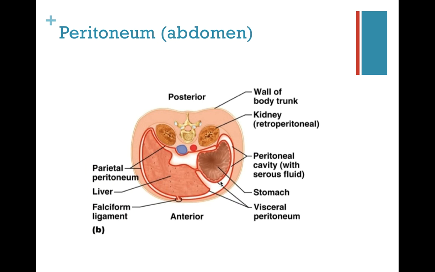Peritoneum, this can be any of those abdominal organs, not just one in particular. So here is a transverse cut or transverse plane of the abdominal region. So here's our liver, and here's our stomach. The visceral peritoneum is going to line these organs directly.